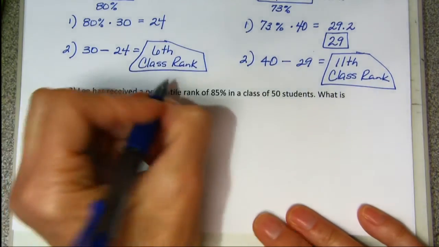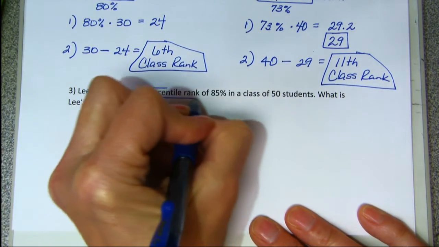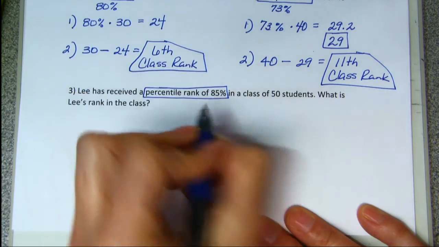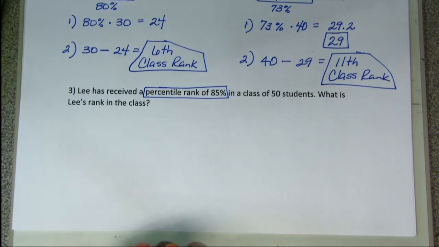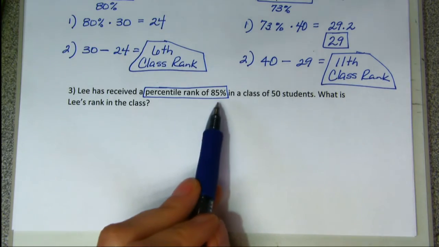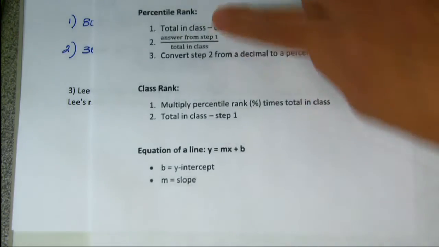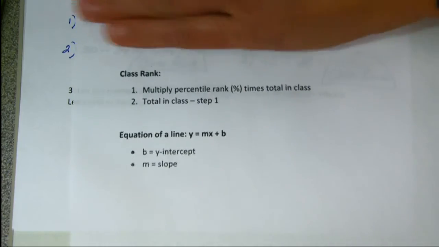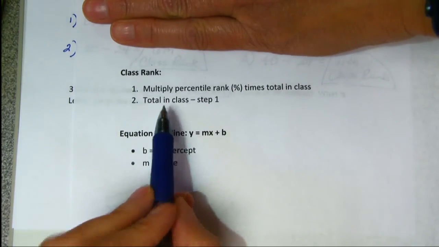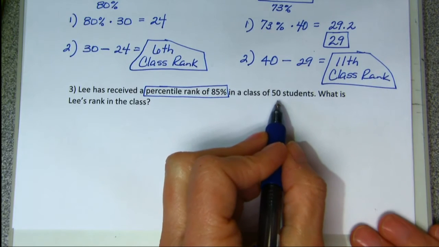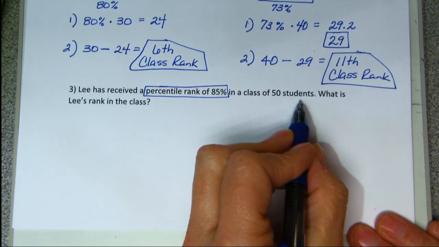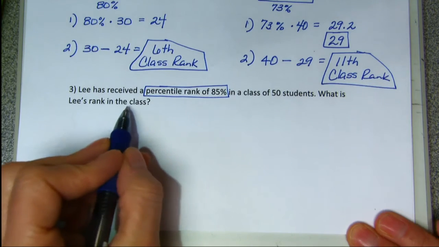Lee has received a percentile rank of 85%. So they gave me the percentile rank. So they're not going to ask me to find it. So as soon as I see that they give me the percentile rank, I know I'm not going to be looking for it. So I know that I come here and I'm going to be looking for class rank. And it tells me that there's 50 students. What is Lee's rank in the class?